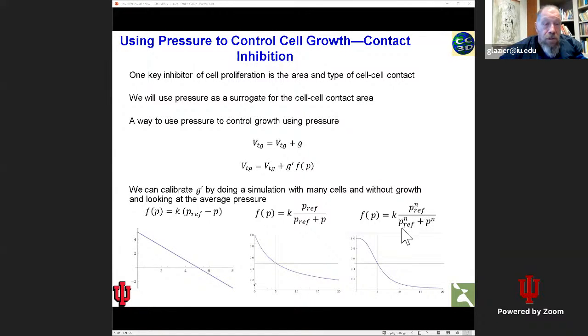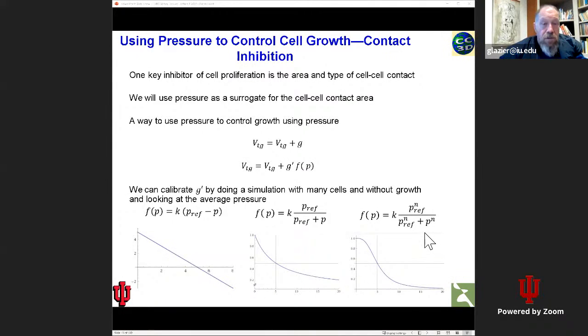If n is a number like 4, what I get is something that begins to look like what is called a sigmoid. As n gets bigger, it looks more and more like a step function. If n goes to infinity, it's 1 up to PREF, and it's 0 for P bigger than PREF. And so this is a smooth interpolation between a step function and a linear function.